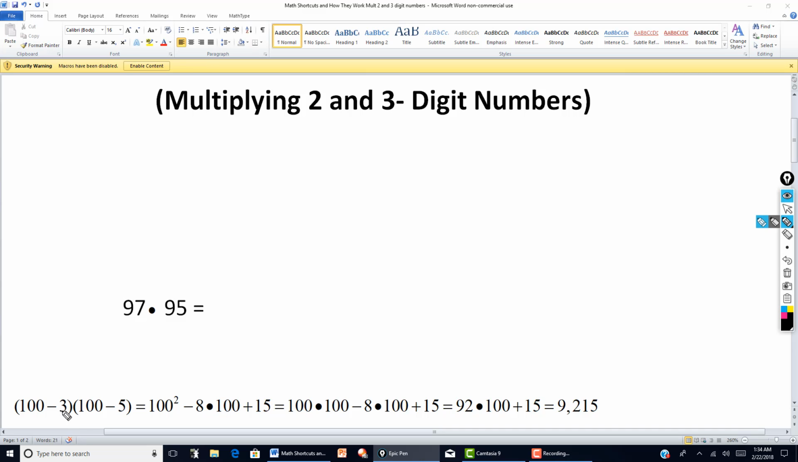X minus y, x minus y. Or x minus z, something else. And then I say, okay, 100 times 100, I got 100 squared. Minus 5 times minus 3 is the 15, thus I get this one. And then we do the inner product and the outer product over here. So we get minus 300, and then over here minus 5 times 100. So I get negative 5 times 100 and negative 3 times 100. Combine those, and I get minus 8 times 100. And then, of course, minus 5 times the minus 3 is the plus 15.